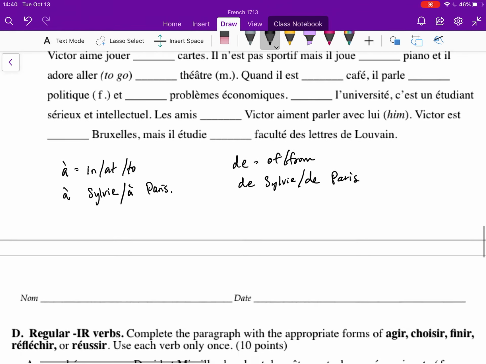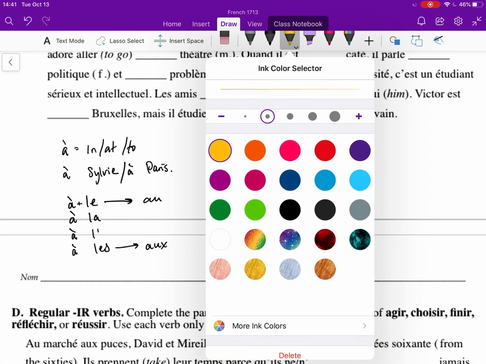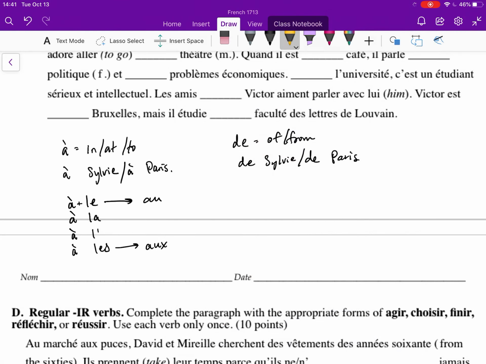However, if it's not a proper noun and I'm adding an article to it, I have to remember these rules. À plus le, à plus la, à plus l', and à plus les. À plus le will become au. À plus la stays the same. À plus l' stays the same, but à plus les will become aux with an X. Let me just highlight that.